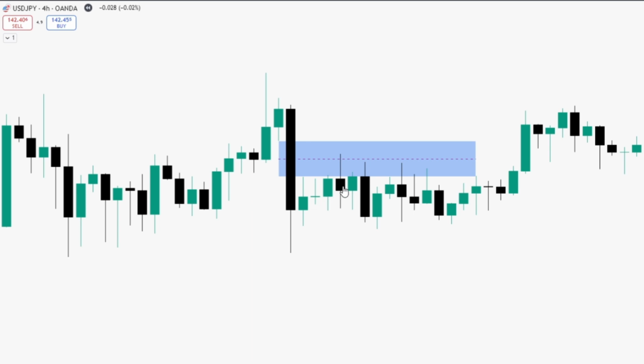This is a 4-hour candle, and all the candles close below the fair value gap, meaning we have a strong fair value gap. You can see how strong the reaction was.